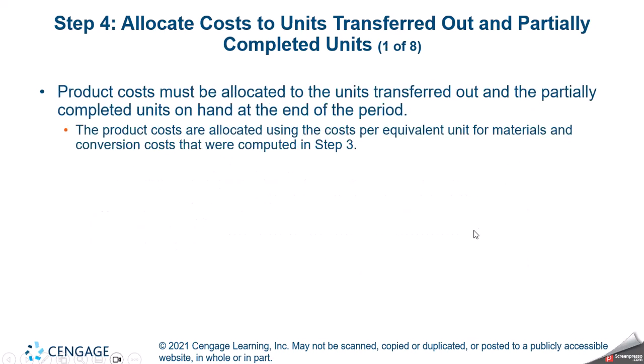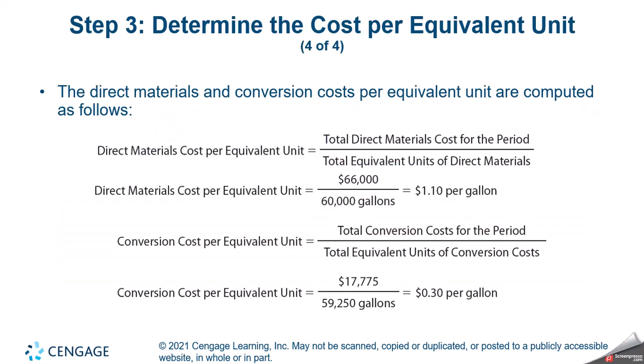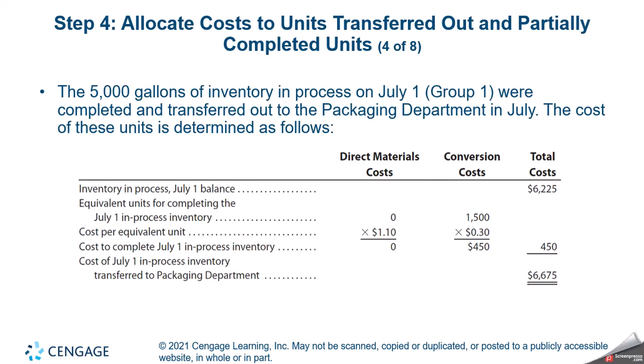Let me just circle back here real quick. That was the example exercise. All right, so here's those totals. So the $1.10 per gallon, the 30 cents per gallon. So now that is what we're allocating out here. So the $1.10 and the 30 cents to come up with our total costs.